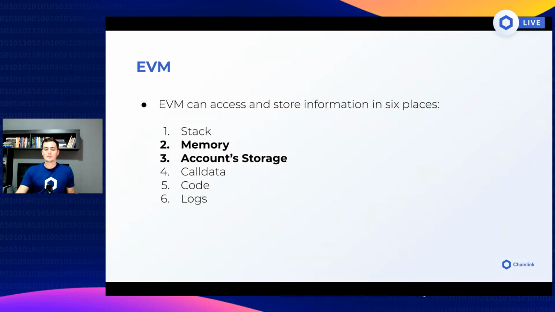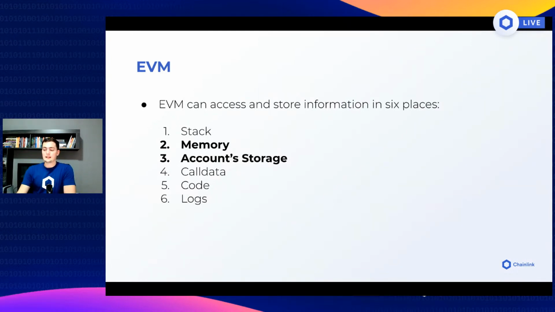Okay, so the EVM can access and store information in 6 places. These 6 places are stack, memory, account storage, call data, code, and logs. I bolded memory and account storage because these are really important when you write your Solidity code, but I will cover all of these 6 places. Stack, we already saw what stack is. It's basically the place where EVM opcodes pop information and push back onto the stack.